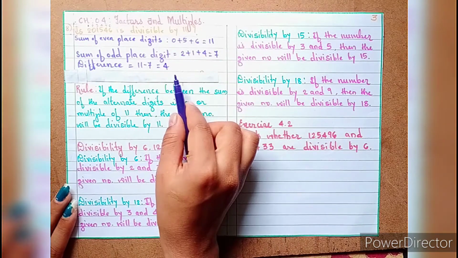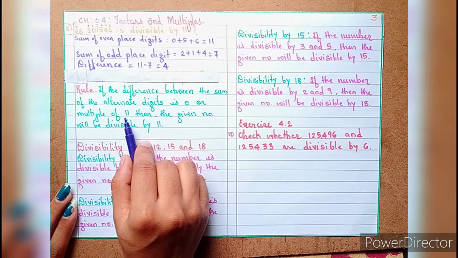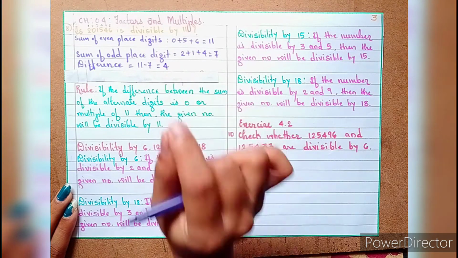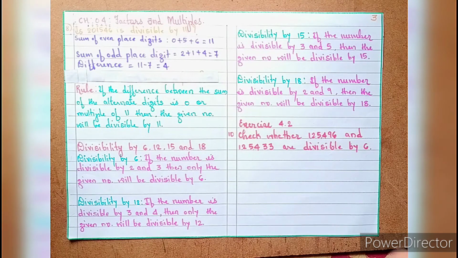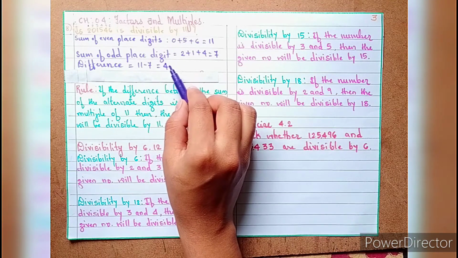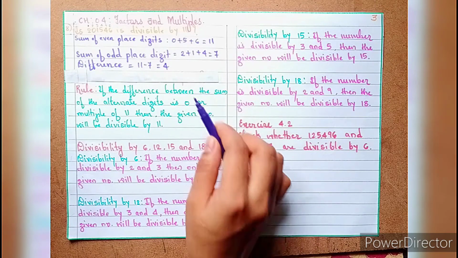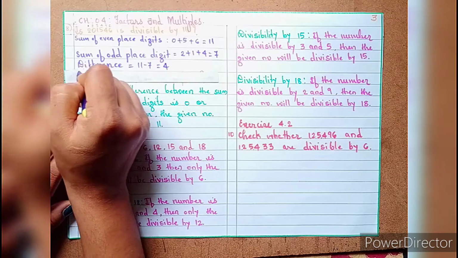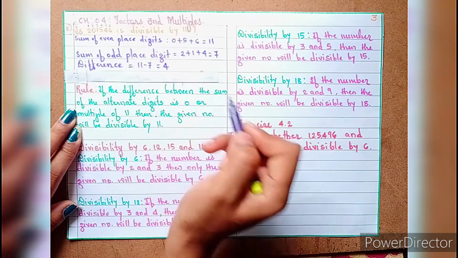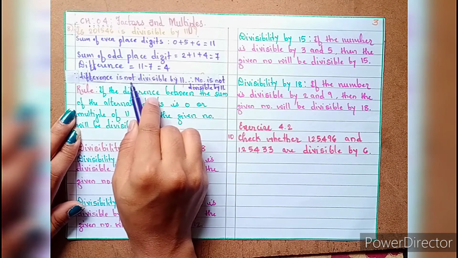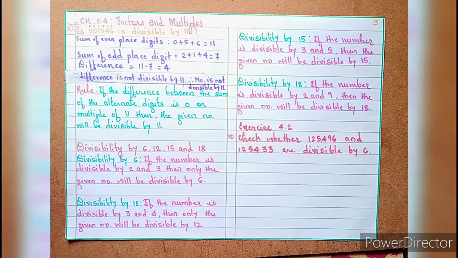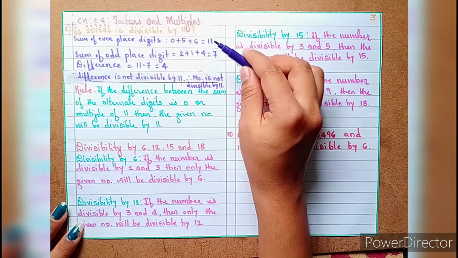And what is our rule? The difference should be either 0 or a multiple of 11. A multiple of 11 means a number which falls in the table of 11, like 11, 22, 33, 44, such kinds of numbers. If we get that as a difference, then only the number will be divisible. Now we have got 4, and 4 is not divisible by 11. Since the difference is not divisible by 11, therefore the number 2,01,546 is not divisible by 11. So this is how we check the divisibility of 11.